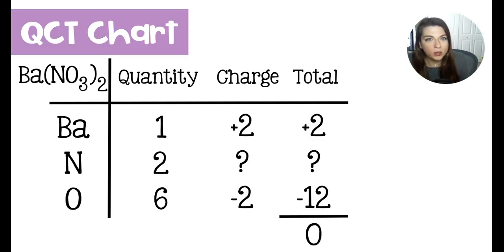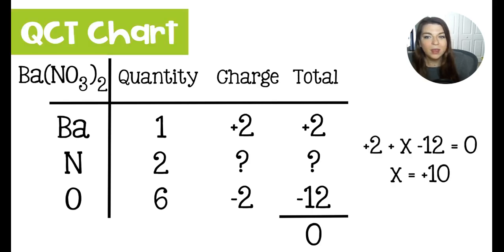I'm going to multiply going across, so my 1 barium is going to carry a +2 for us. All of the oxygens together are going to sum to -12, but I don't know what the nitrogen is. When we do the algebra, we have +2 from the barium plus the unknown number from the nitrogen minus the 12 from the oxygen has to give us 0. We combine like terms and we would have x minus 10 is equal to 0, meaning that x had to be +10. So I fill in a +10 for the sum of all the nitrogens.